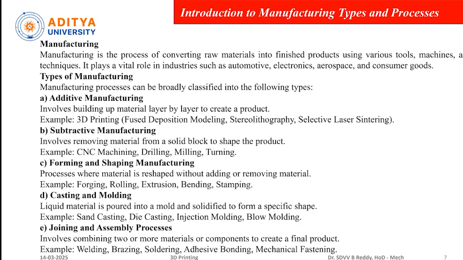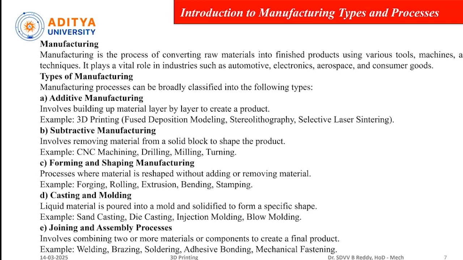And coming to the next one, which is subtractive manufacturing. In the name itself it is subtractive. That means we are removing the material. It involves removing material from a solid block to shape the required product. Simply I can say we can go for CNC machining, drilling, milling, or else turning. In this, the first one is CNC machining.